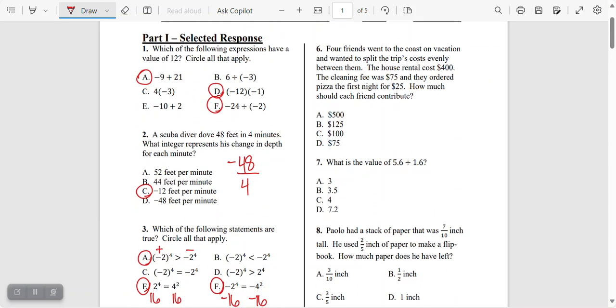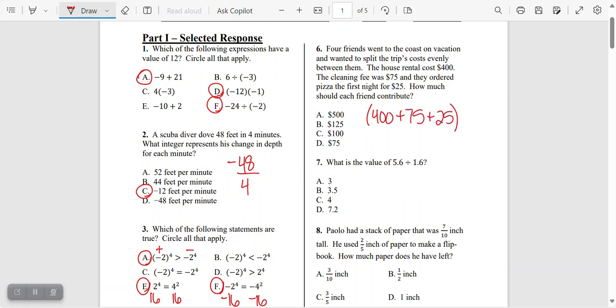Moving over to number 6. 4 friends went to the coast on vacation and wanted to split the trip's cost evenly between them. The house rental cost $400, the cleaning fee was $75, and they ordered pizza the first night for $25. How much should each friend contribute? So what we're going to do is add those three numbers together.